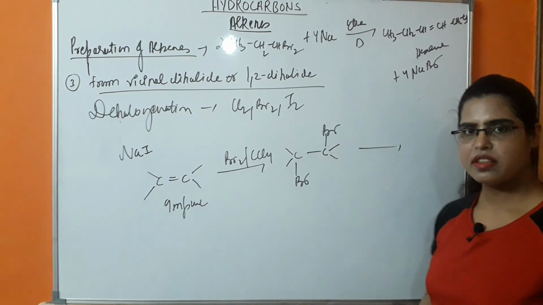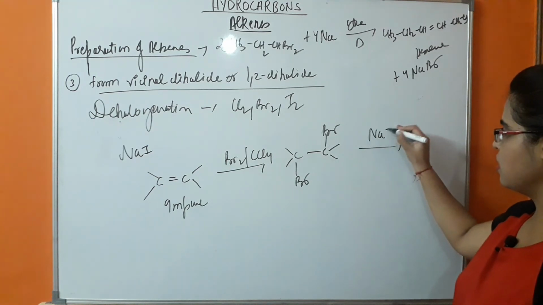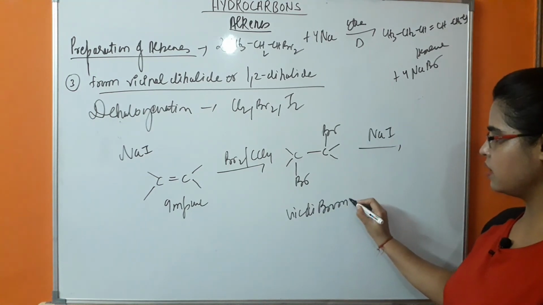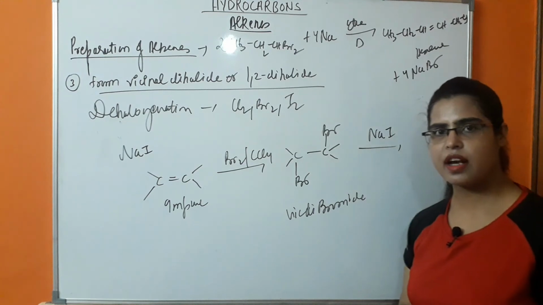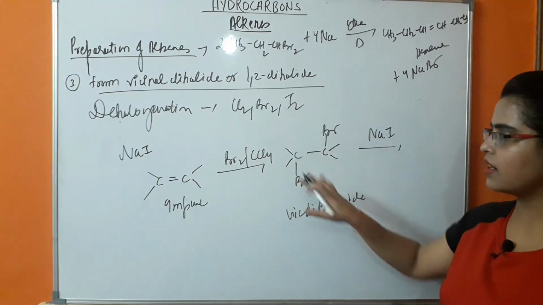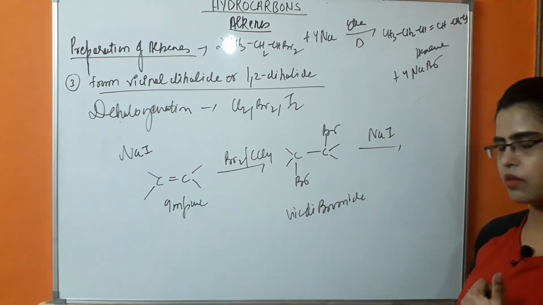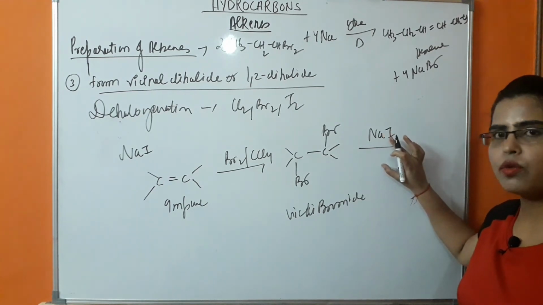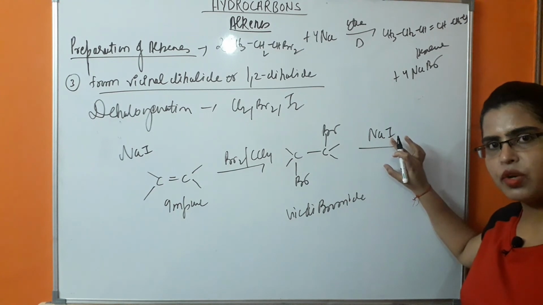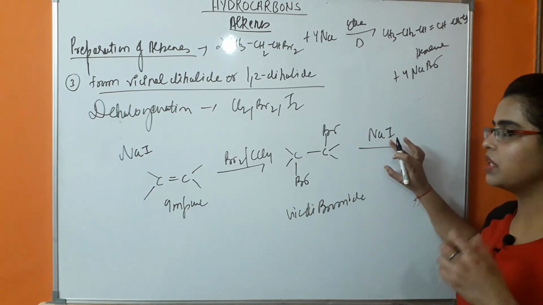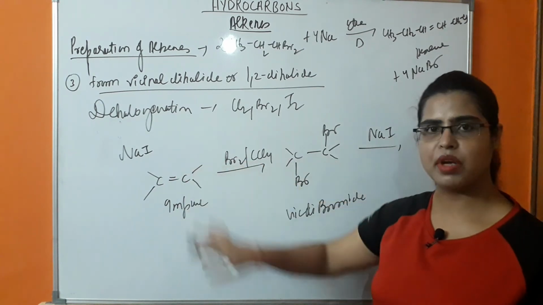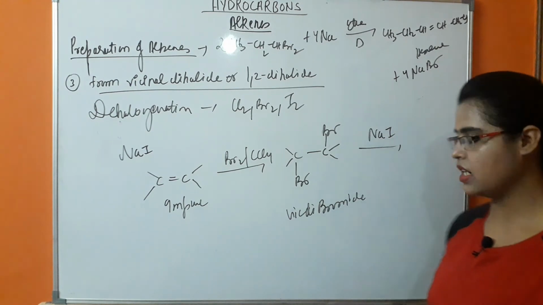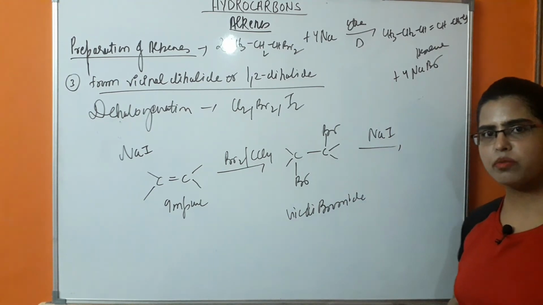So what will happen in this case? This vicinal dibromide, why is this a vicinal dibromide? Because the halogens are attached at adjacent carbons. So what will be the use of NaI? NaI is not only separating the impure alkene from the pure alkene, but it is also protecting the double bond position of the alkene. So how is it protecting the double bond position?